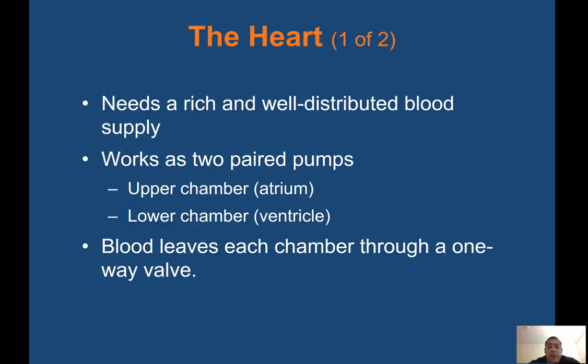So the heart needs a rich and well-distributed blood supply. It works as 2 paired pumps. Upper chamber is going to be your atrium. You're going to have 2 of those, and as well as your lower chamber, you're going to have 2 ventricles. Blood leaves each chamber through a one-way valve.